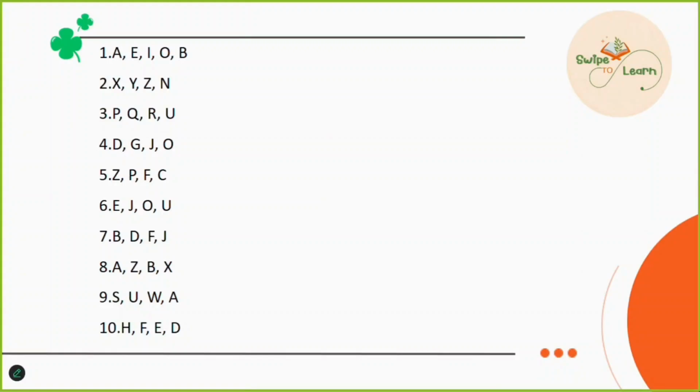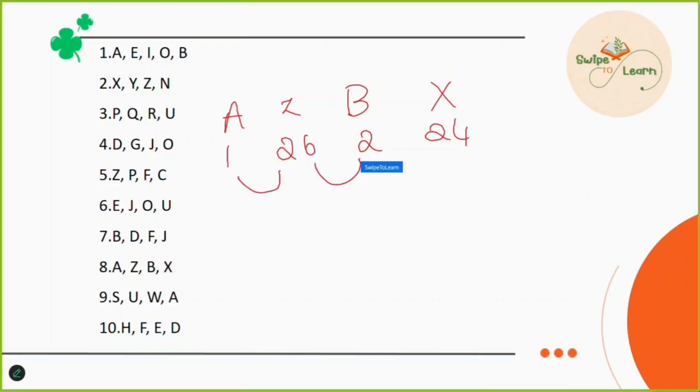Next, A, Z, B and X. Okay, A is 1, Z is 26, B is 2 and X is 24. See, when we have a difference, there is no particular difference between them. There is no common difference. And these are not multiples of anything. Then how to find the answer?